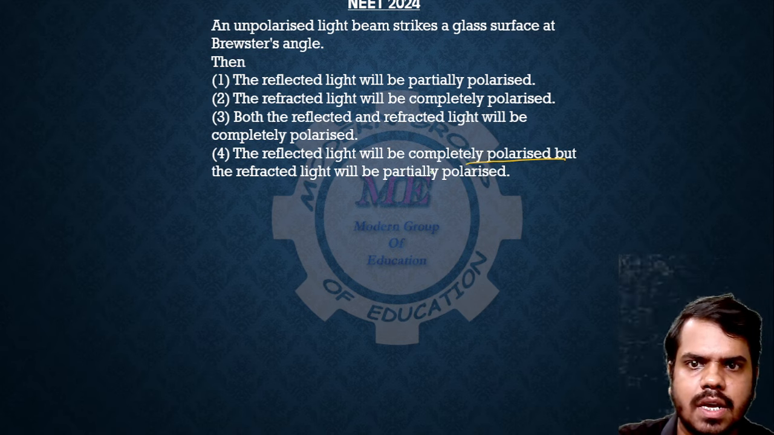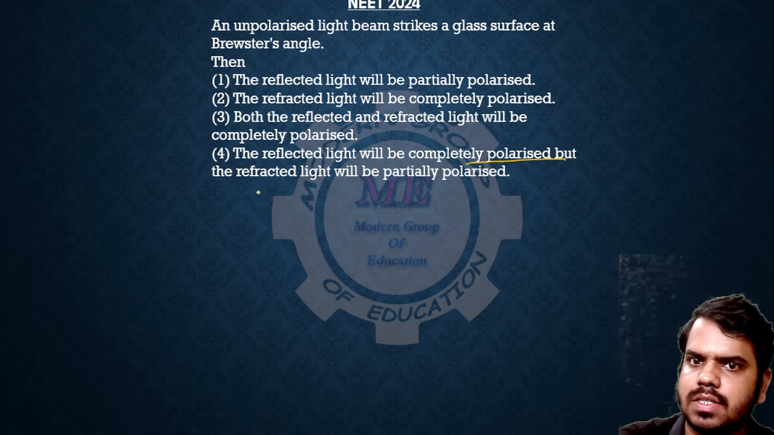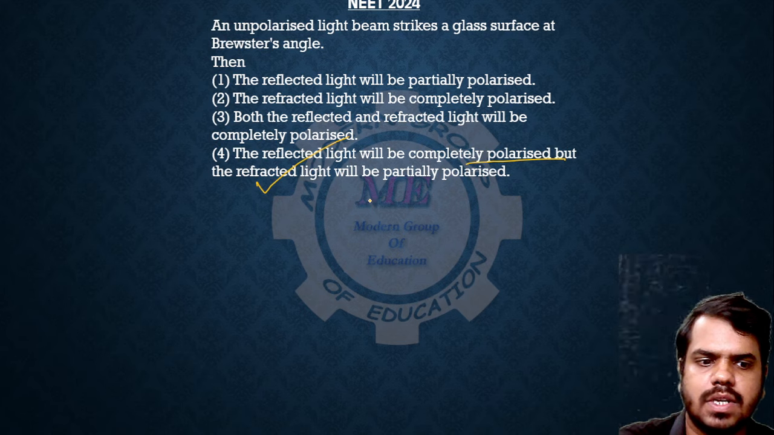An unpolarized light beam strikes a glass surface at Brewster's angle, then the reflected light will be completely polarized, but the refracted light will be partially polarized. This is a very basic question. Option 4 is correct.